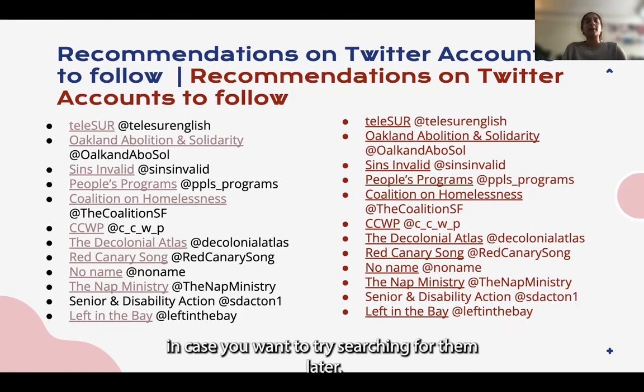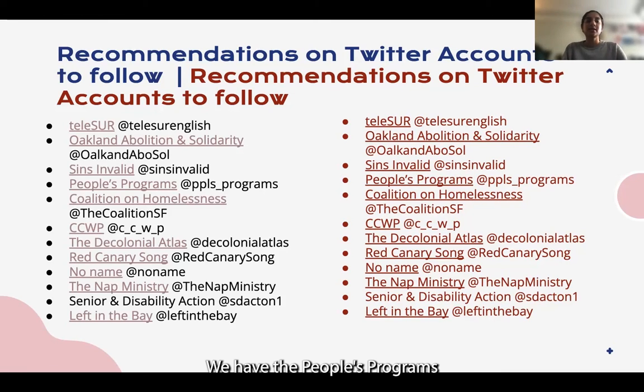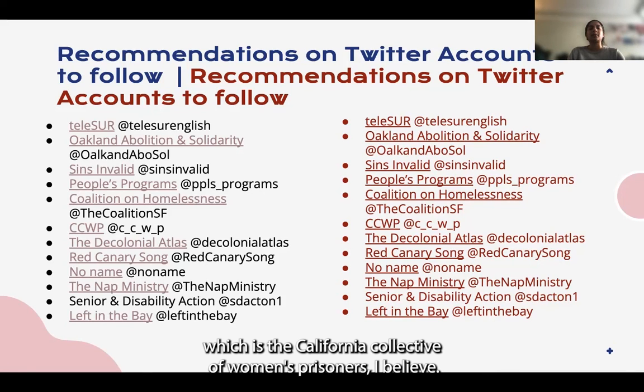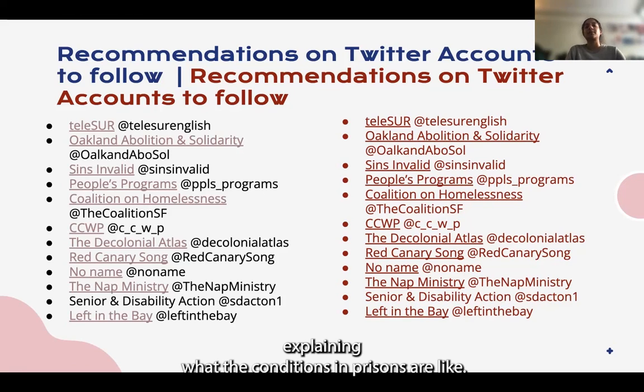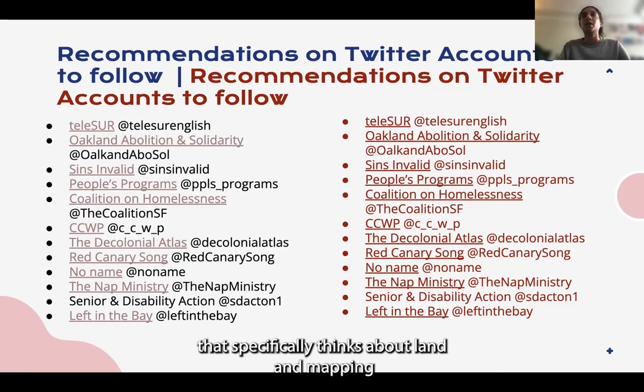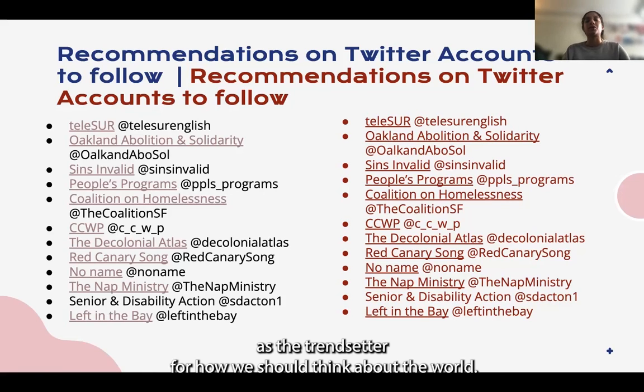We have Sins Invalid, which is a disability justice, public education, a community group. We have the People's Programs, Coalition on Homelessness, CCWP, which is the California Collective of Women's Prisoners, I believe. So information directly from prisoners in the United States facilities, explaining what the conditions in prisons are like. The Decolonial Atlas is an account that specifically thinks about land and mapping geography in a decolonial lens. So thinking about nativeness as opposed to colonization as the trendsetter for how we should think about the world.